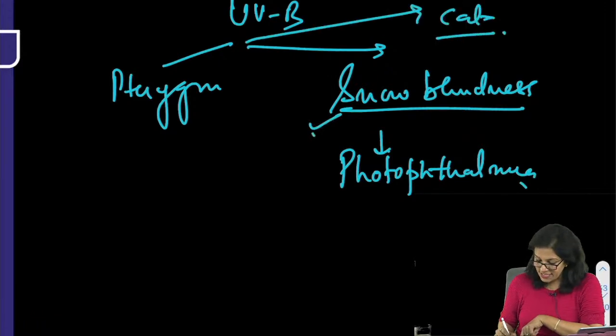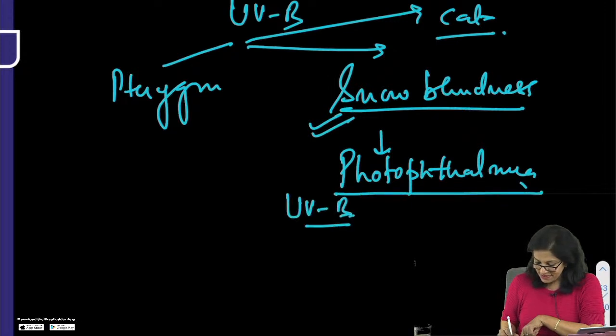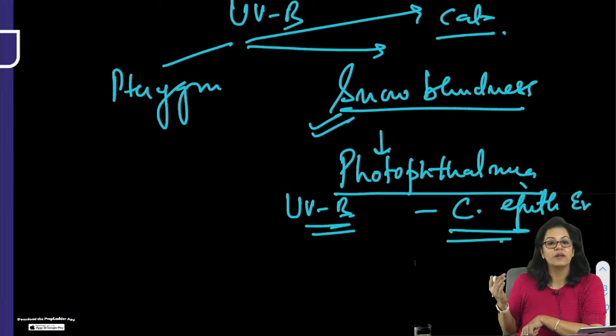I intended to discuss this. So snow blindness is occurring due to UVB rays. It causes corneal epithelial erosion. And how to manage this? You just give antibiotic ointment and pad and bandage it.